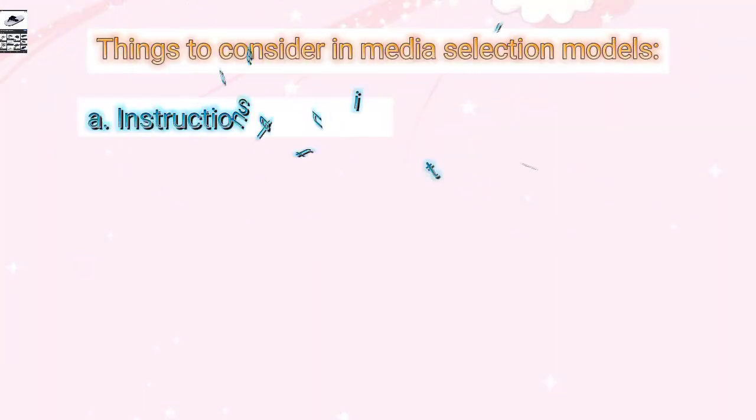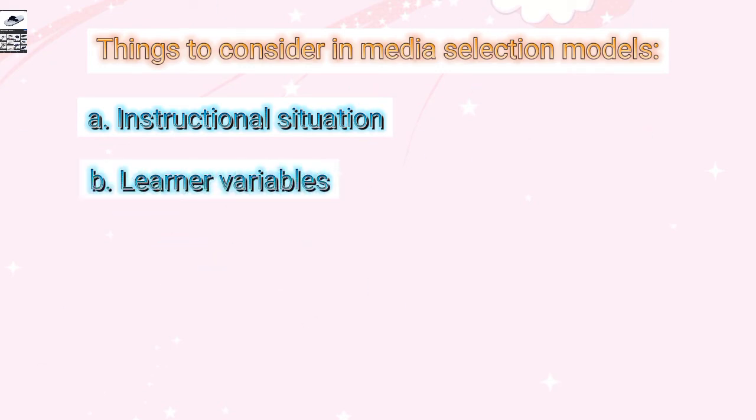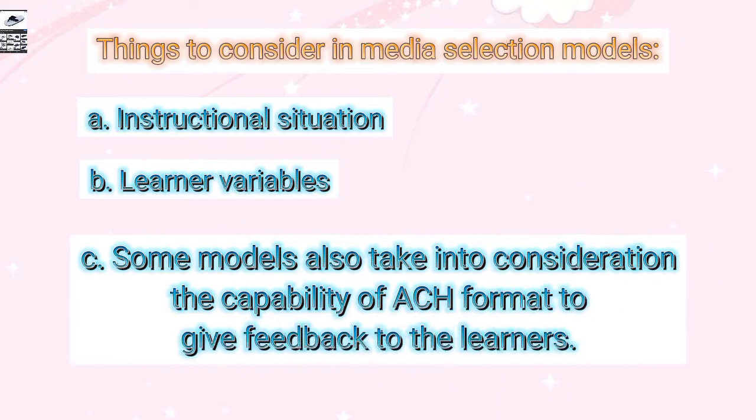Things to consider in media selection models. A. Instructional situation or setting. B. Learning variables. C. Some models also take into consideration the capability of the format to give feedback to the learner.